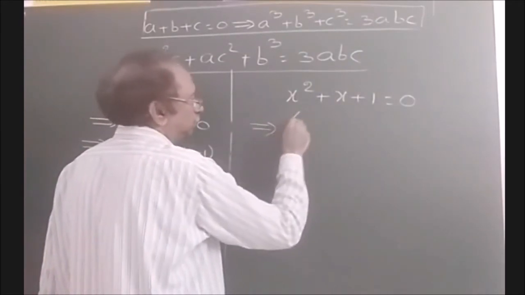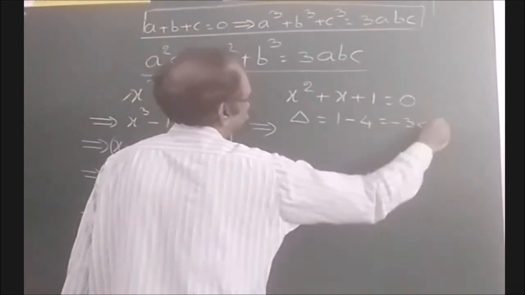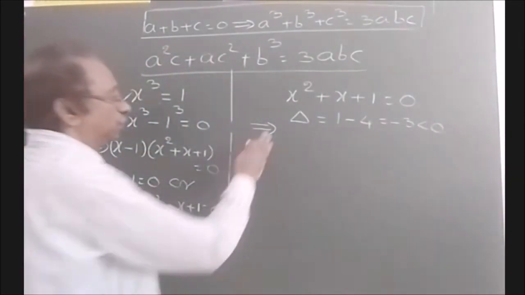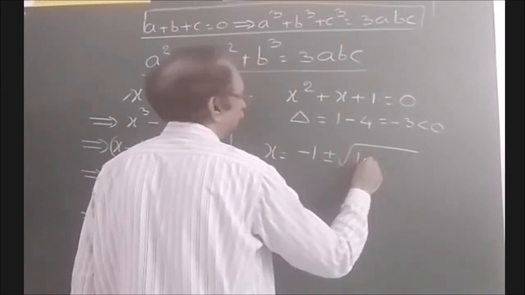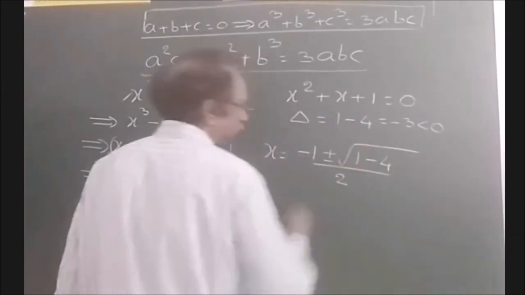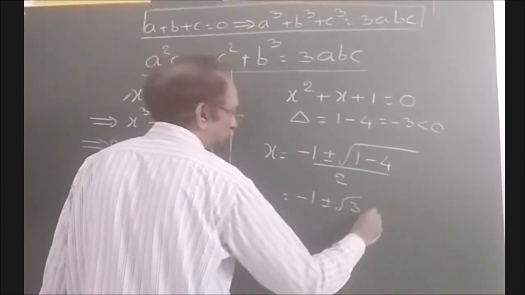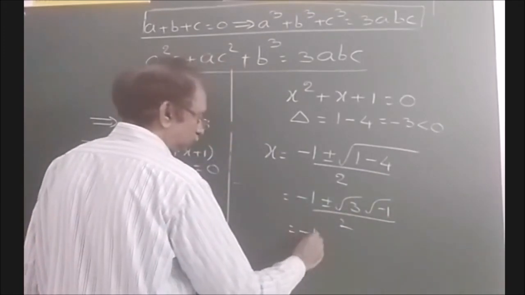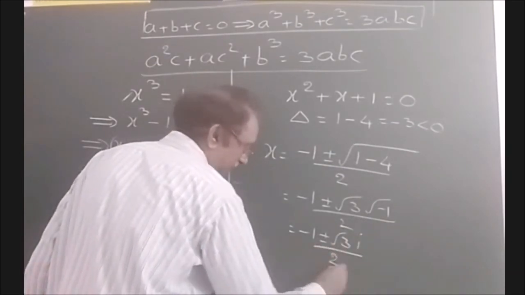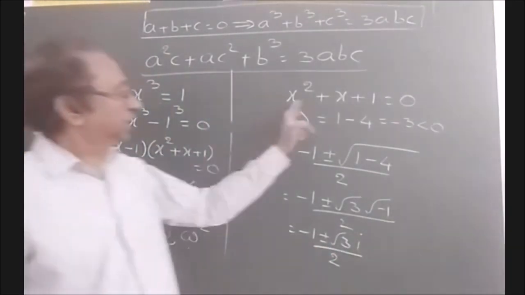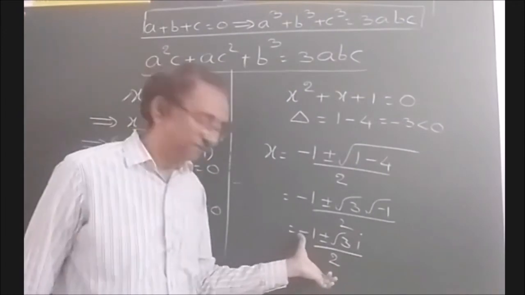This is a quadratic equation. And what are the roots? If you observe the discriminant b square minus 4ac, that is negative. So roots are imaginary. Use the formula: minus b plus or minus root of b square minus 4ac by 2a. That is equal to minus 1 plus or minus root 3 into root of minus 1 by 2. Minus 1 is already written as i in the previous class. x square plus x plus 1 is equal to 0 is a quadratic equation, so definitely it will have two roots.